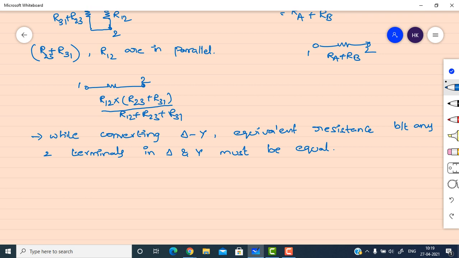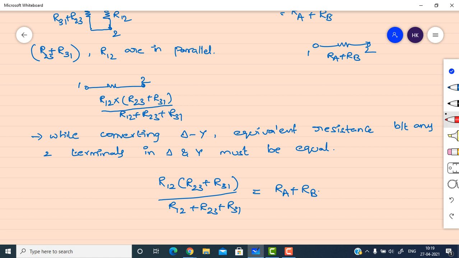So now equate. In case of delta, the equivalent resistance is R12 into R23 plus R31 by R12 plus R23 plus R31, that is equal to RA plus RB. This is in case of delta and this is in case of star. Now let us assume this equation as 1. So this is done for between 1 and 2 terminals only. In the same way, we have to do it for 2 and 3 terminals and 3 and 1 terminals.